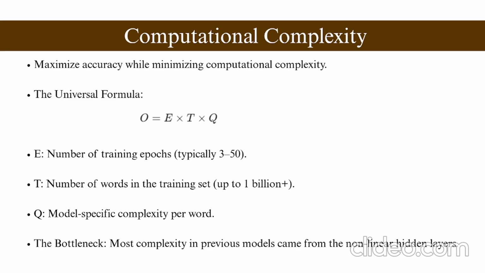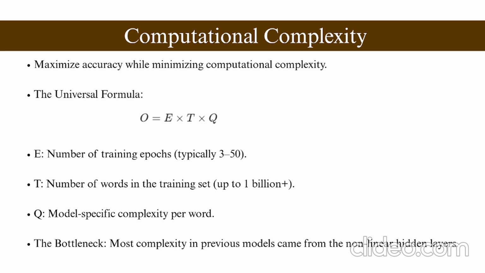To understand why the new models CBOW and Skip-gram are so effective, we first have to understand how we measure the cost of training a model. The authors provide a universal formula for computational complexity. It goes by O equals E times T times Q.